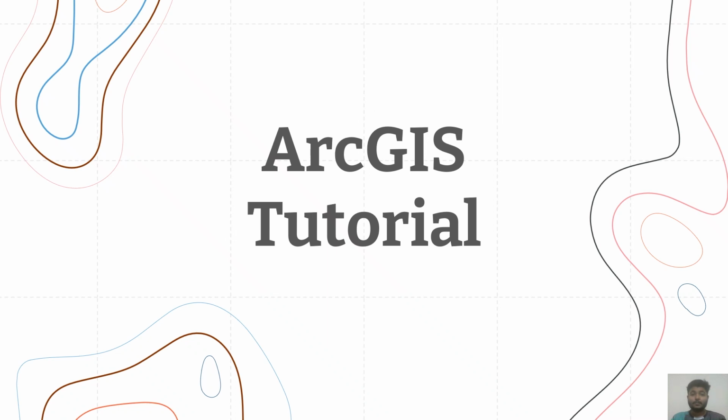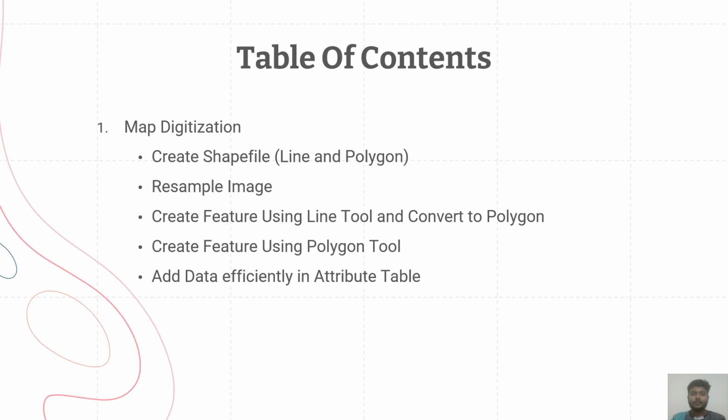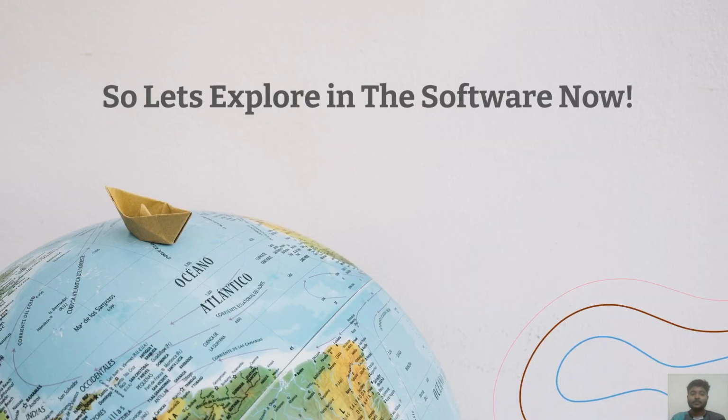In this video, we will learn about map digitization. First, look at the table of contents. In this video, we will create a shapefile, resample images, create features using the line tool and convert to polygon, create features using polygon, add data efficiently in the attribute table, and all these things we will do for doing map digitization. So let's explore in the software now.